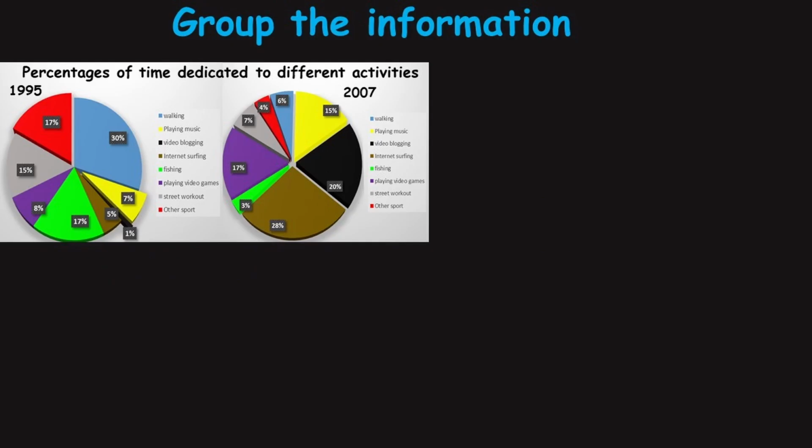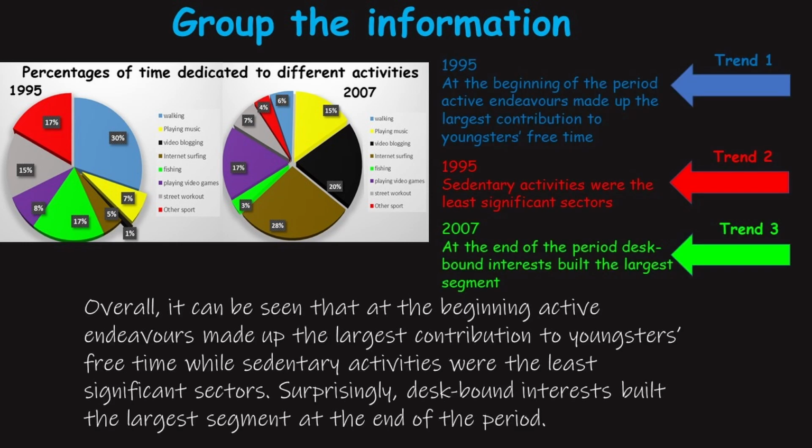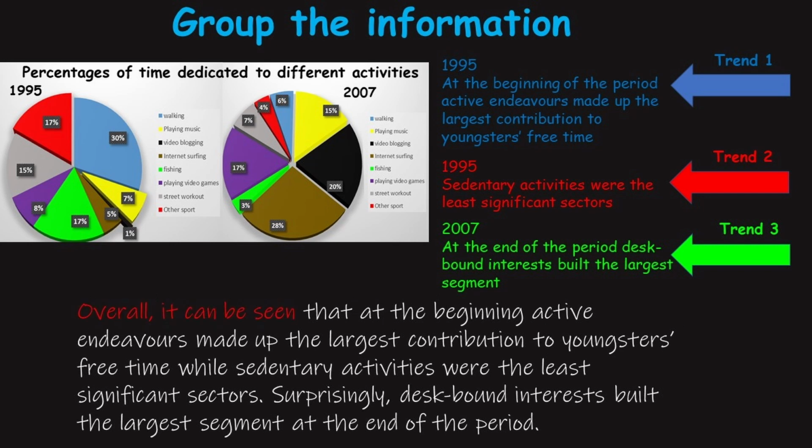At this moment, we should group the information that we have collected. All 3 trends must be included into our overview. 2 trends from 1995 and 1 trend from 2007. Below the pie charts you can see the overview that I wrote. Pay attention. According to the recommendations, the first phrase is "overall it can be seen".